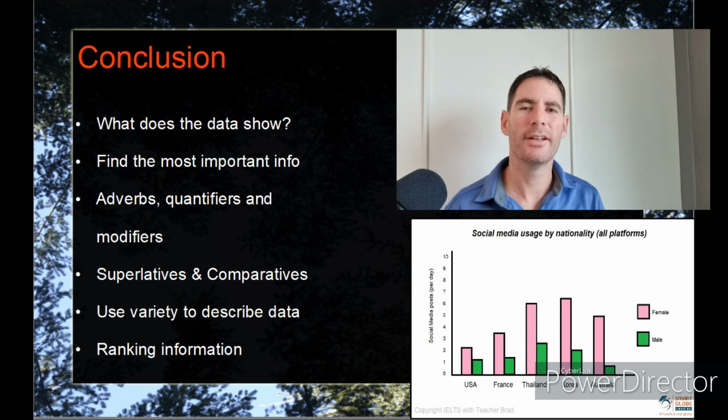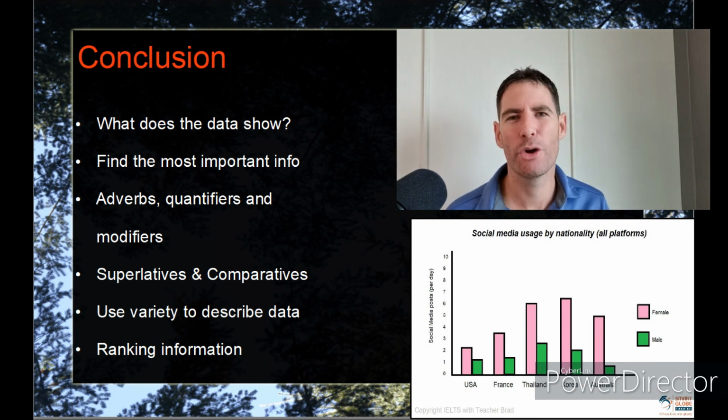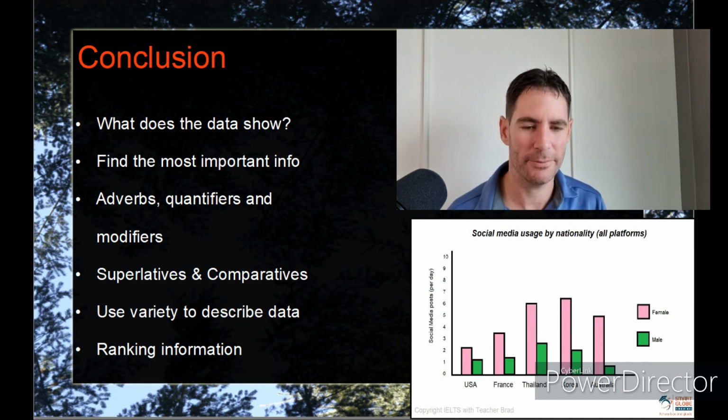So in conclusion, the main points you need to remember: what does the data show? Find the most important information. Use adverbs, quantifiers, and modifiers, superlative and comparative adjectives. Use variety to describe the data. Don't describe it in the same way every time. Don't always say A is more than B, B is more than C. You will get a low score because you haven't showed variety in your vocabulary. And a good strategy is to rank the information.